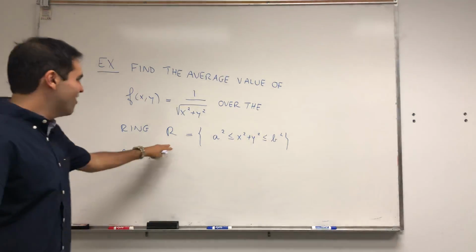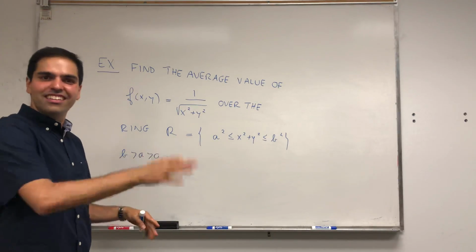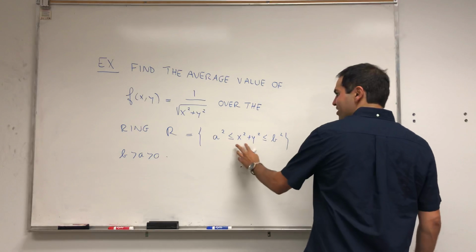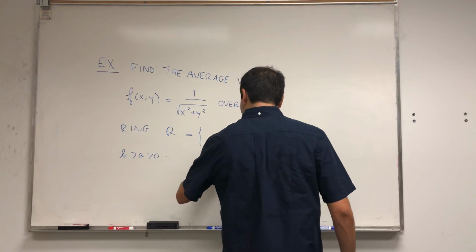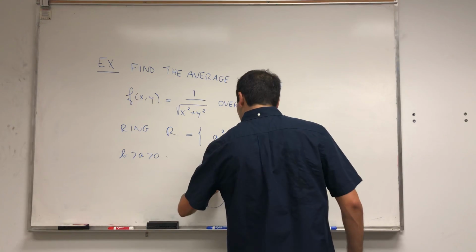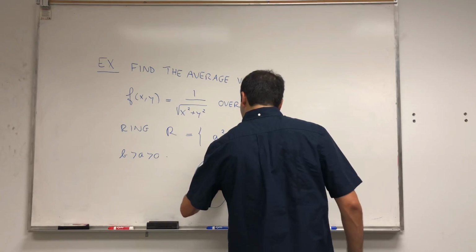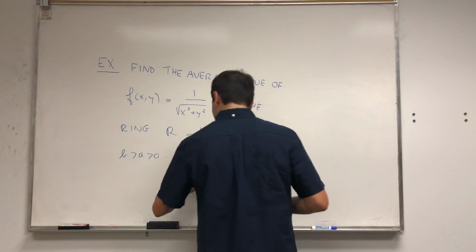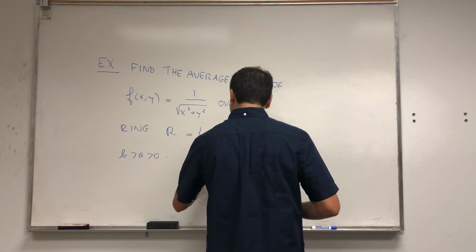Okay, and by the way, here ring means an annulus, not an algebraic ring. This is not an algebra class, okay? So it's the ring where x squared plus y squared is squeezed between a squared and b squared. In other words, the region between two disks, one of radius a and the other of radius b. In intro calculus, they call it a washer, but it's really a ring.